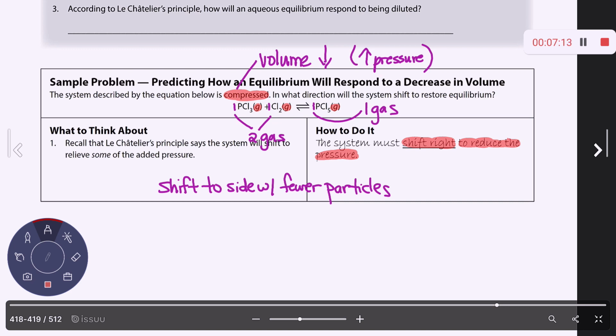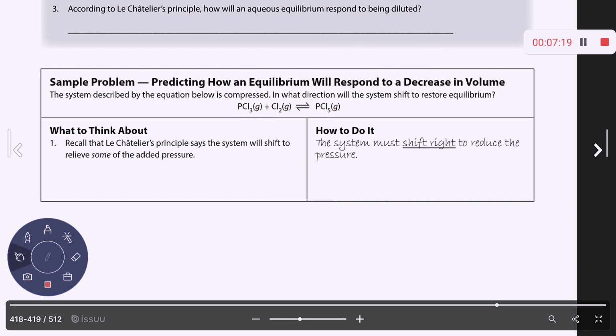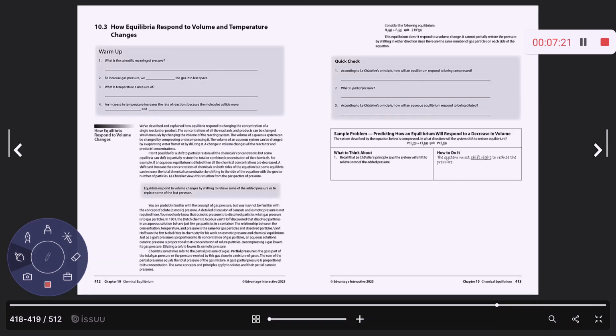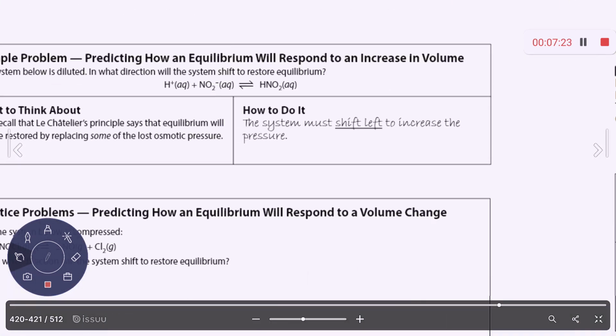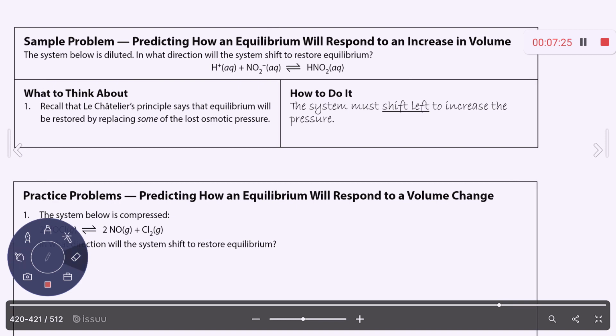At the top of the next page is a sample problem with a solution. So this was a gaseous mixture, and then at the top of the next page, this is a solution. You'll notice that everything is dissolved in water. And we are going to dilute it. So when you dilute a solution, you add water. So that means the volume is increasing. What does that do to the pressure? Yeah, so the pressure is going to decrease.